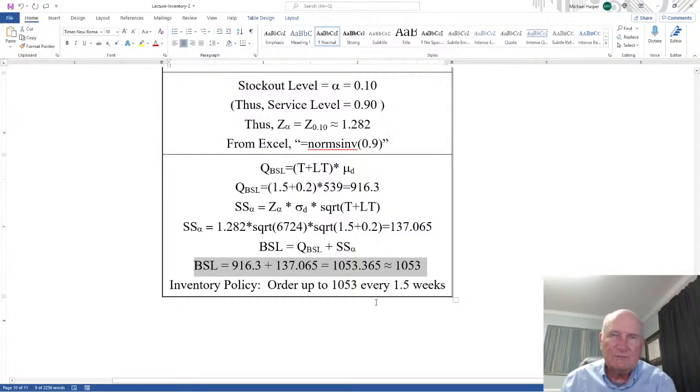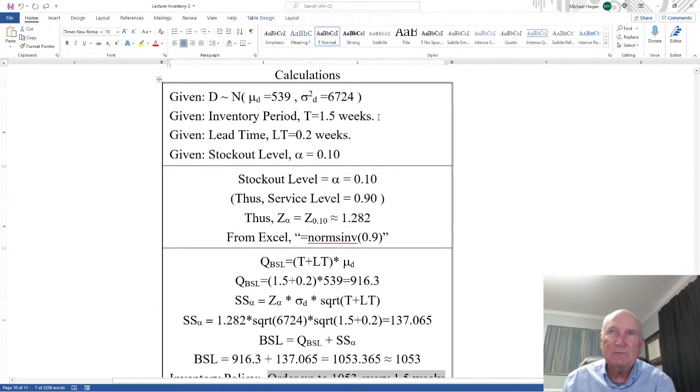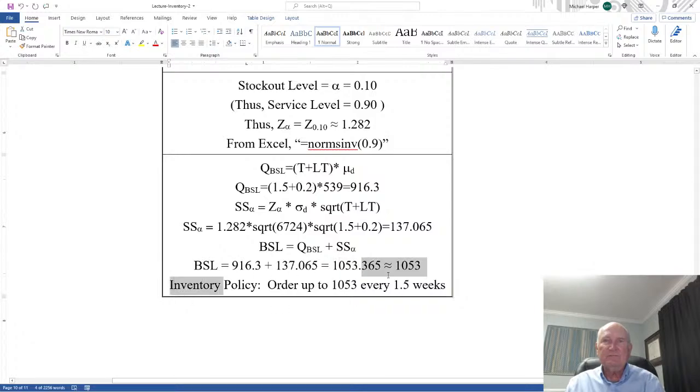You can do the numbers. So the inventory policy is order up to 1053 every 1.5 weeks, because 1.5 weeks is my inventory period. And there's your policy. Order up to 1053 every 1.5 weeks.